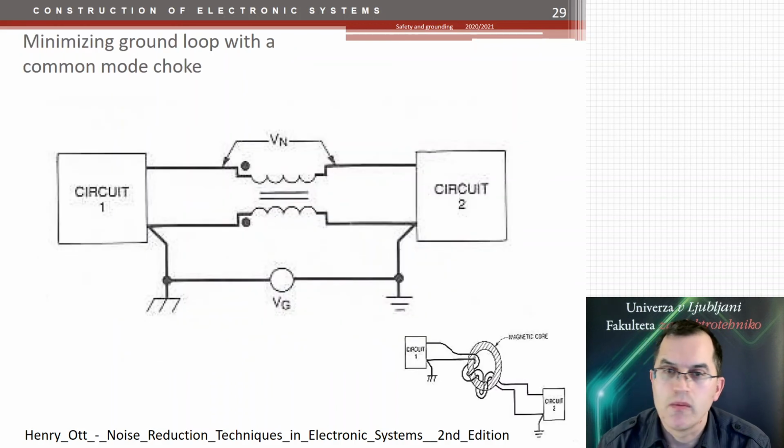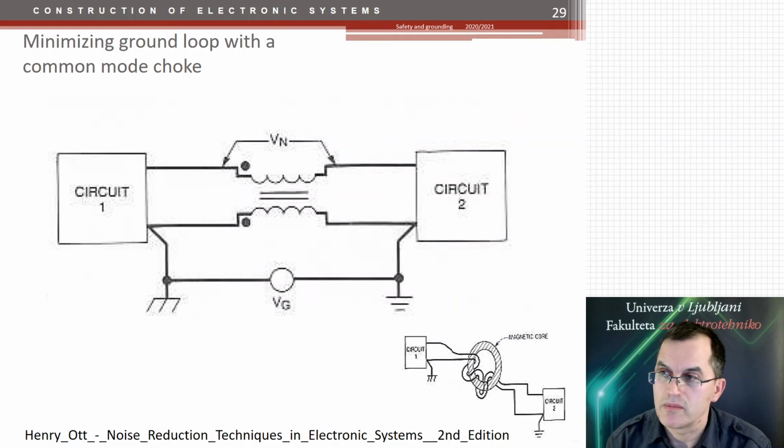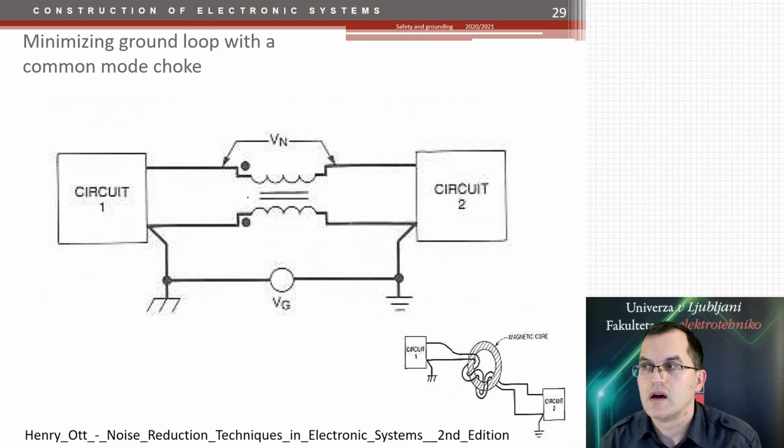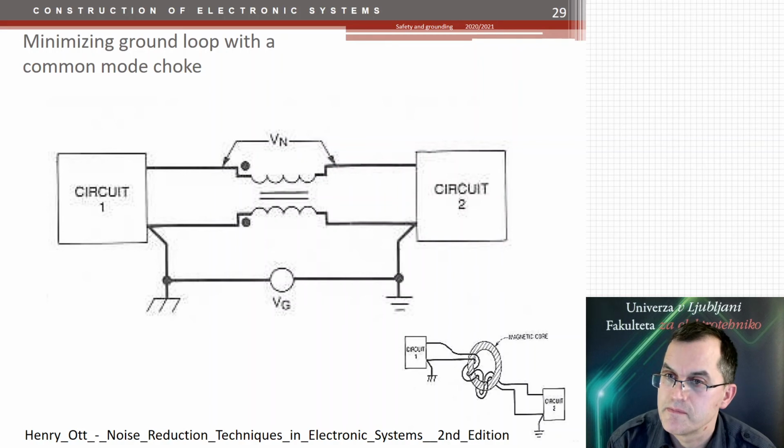You can use a common mode choke if you just want to break the ground loop for high frequencies. Common mode chokes are often used in audio systems as well, just to prevent any common mode noise coupling because of these grounding problems, different grounding potentials. And the common mode chokes, of course, are best for higher frequency noise.